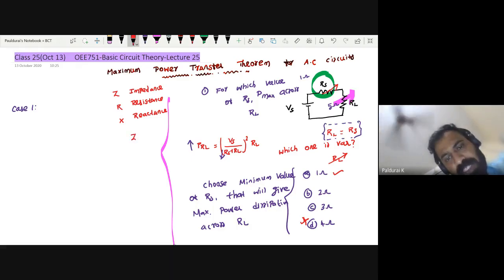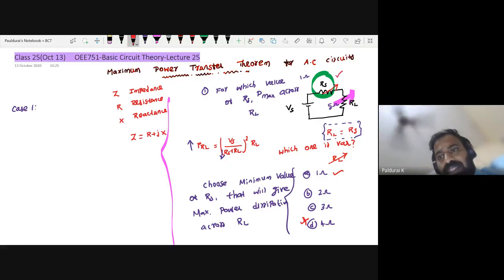So impedance means it will have both real and imaginary part, so R plus JX, right? So this is my impedance. Resistance has only the real part, reactance only the imaginary part. Case 1 we already discussed in our unit 2. Suppose you may have both, what is this?